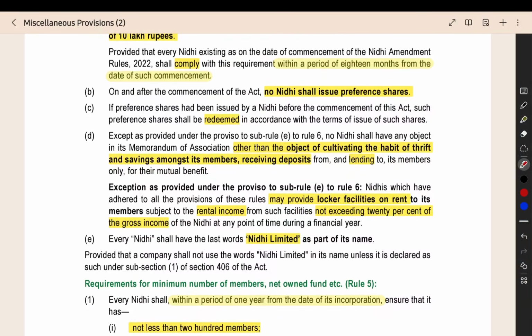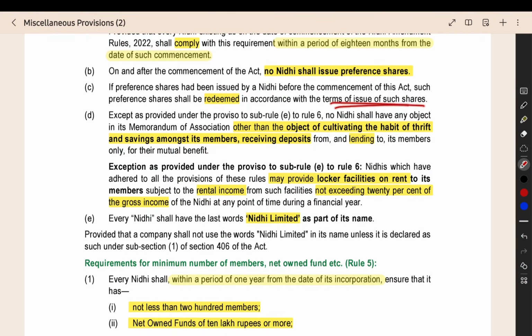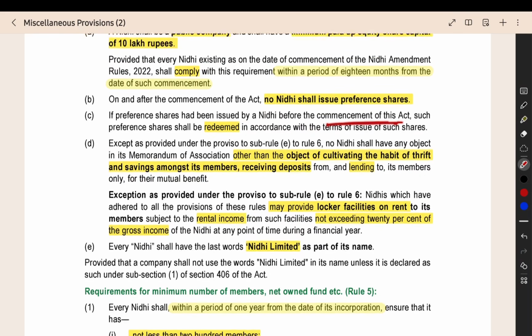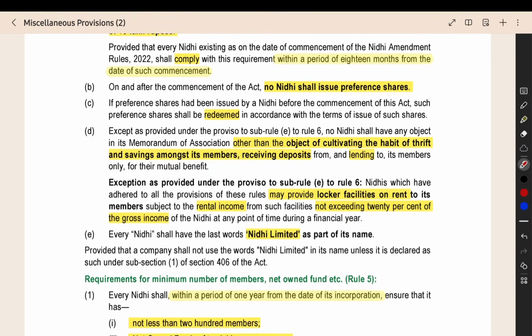That is one requirement. If you are having preference shares, you have to redeem them properly according to the terms of issue. If before the commencement of this act, before these rules, you are having any preference share, you have to redeem it properly. There is no problem in that. But after the commencement of this act, you should not give any more preference share.